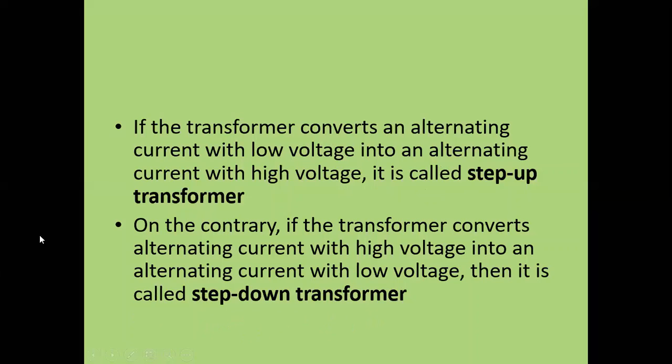That is called as what? Step-down transformer. Here you can see the alternating current, not the direct current. So the transformer works only with an AC. The transformer works only with an AC current. Okay. So the alternating current with any voltage can be stepped up or stepped down.